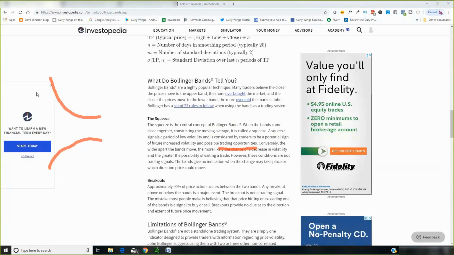So price is working its way down, and then it starts to contract, right? This is that low volatility. We want to build our position in low volatility, right? That's when we want to build it. When it's cheaper, it's quiet, right before that burst. And if you do so, again, this is considered by traders to be a sign of future increased volatility.